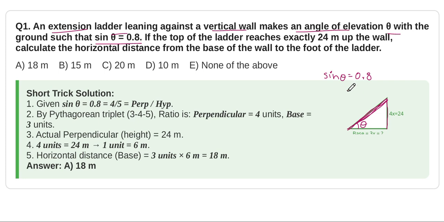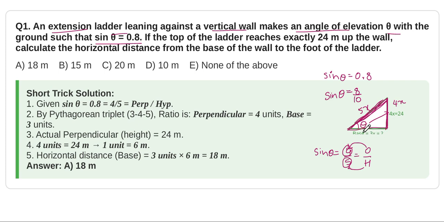Okay, so if we convert this 0.8, sin theta can be written as 8 upon 10. So if we cancel out by 2, we'll get sin theta is equal to 4 by 5. Okay, so using simple trigonometry, sine is nothing but opposite upon hypotenuse. So let's say this is a ratio: opposite of theta, which is this wall, is 4x, and the hypotenuse is 5x. So if you know the simple Pythagorean triplets, two values are 4 and 5, that means the third value is 3.